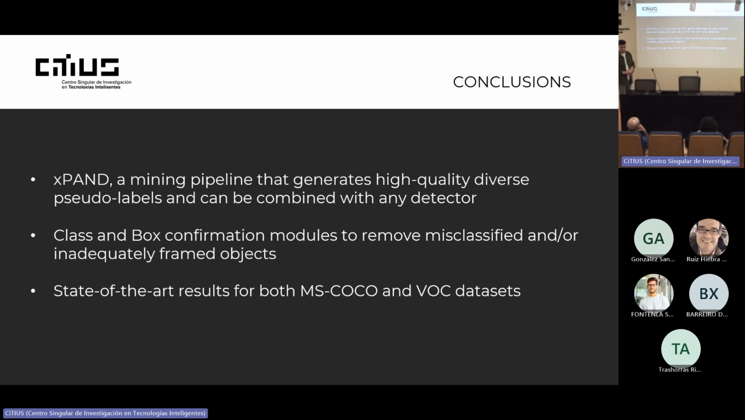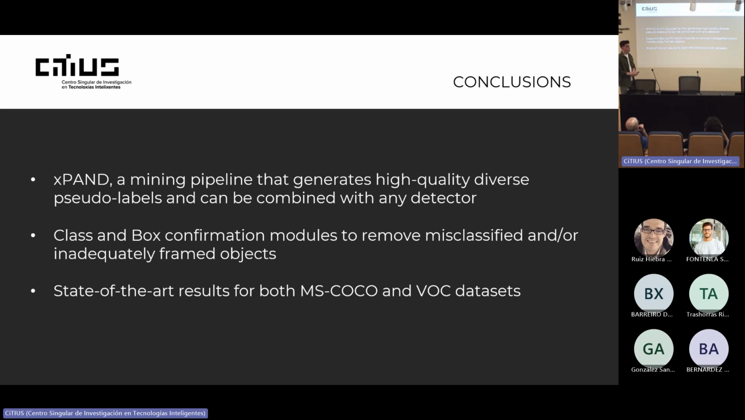So just to summarize this work, in this work we present expand, a mining pipeline that generates high-quality diverse pseudo-labels. Expand is grounded on class and box confirmation models, which removes misclassified or bad-fitting pseudo-labels. And with expand, we set new state-of-the-art on both COCO and BOC datasets.